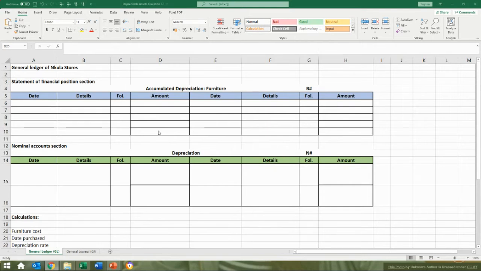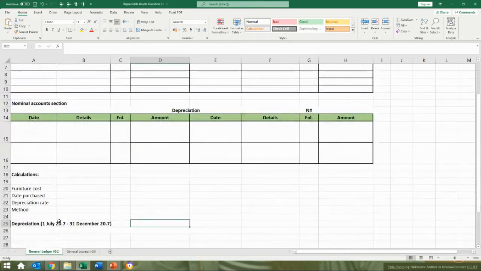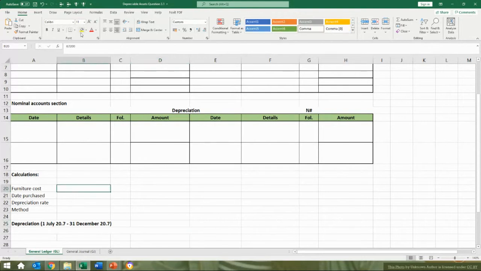But before I can document anything in there, I first need to go work out, okay, what is the depreciation amount for that year to be able to capture the amounts in my general ledger account. So what you first have to start off with is, okay, what was the cost of the asset? Now, in this question, the cost was 67,200. Okay, so I document that. Then I show when it was purchased. The depreciation rate was 20%, and I indicate what method it is.